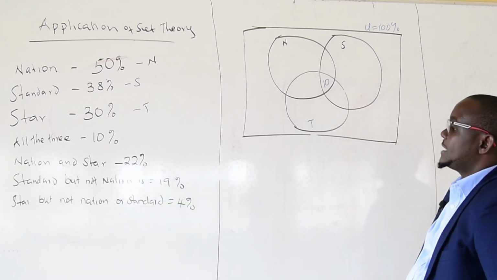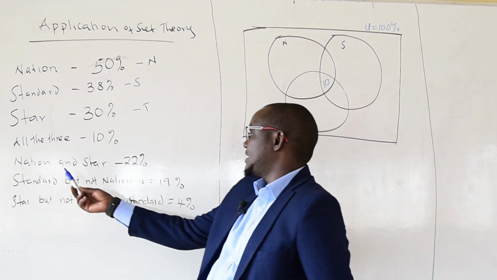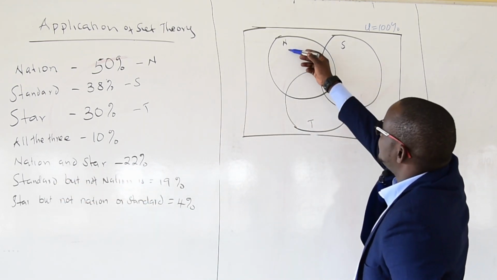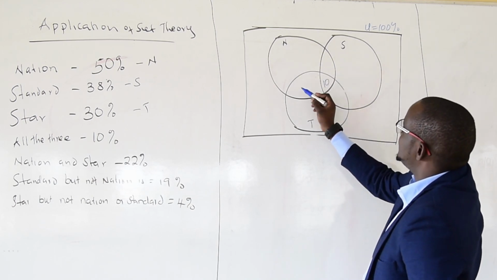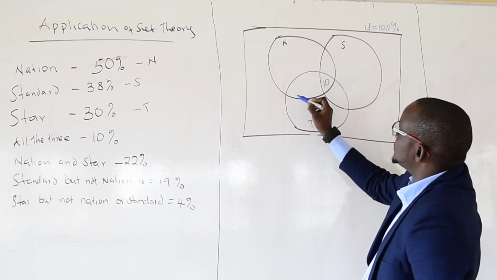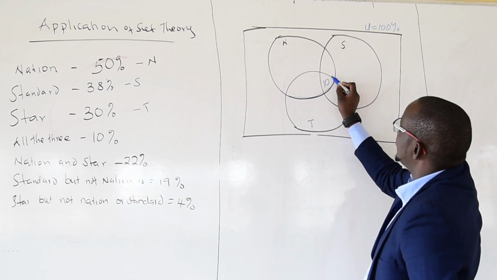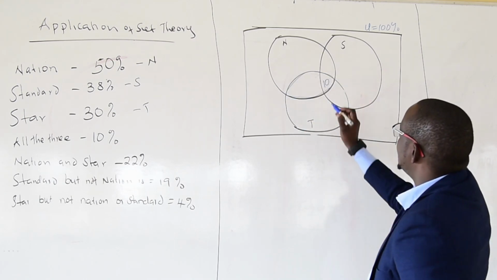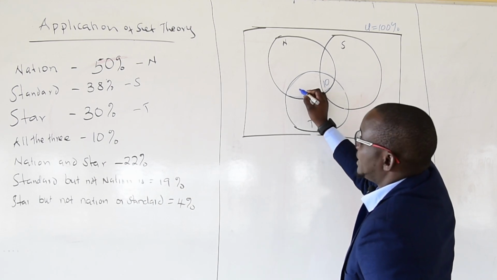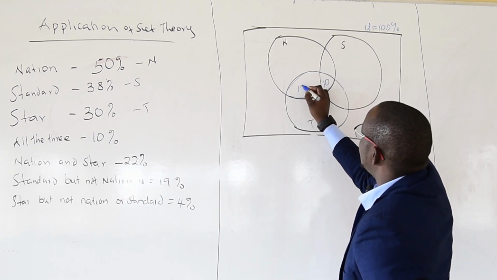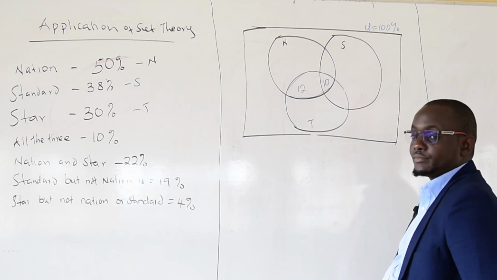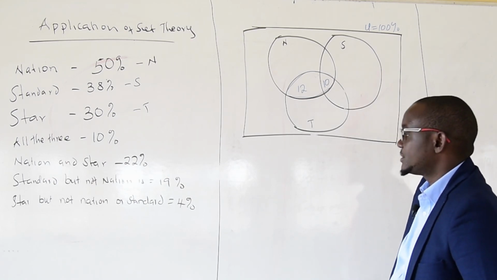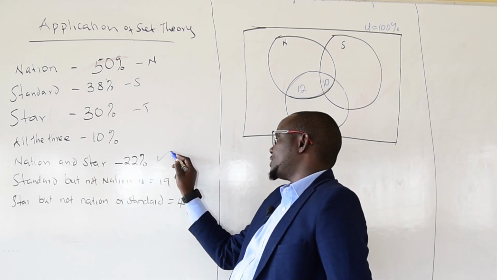Then we are told that those that read Nation and Star is 22%. So this entire area should be 22, Nation and Star. Already this is 10, so this area is 22 minus 10, which is 12. So we have used this information.